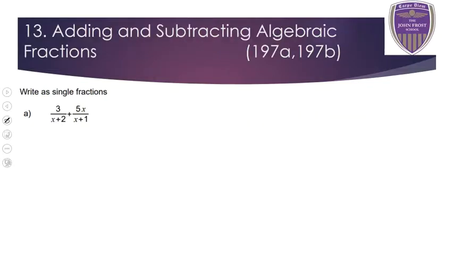Right, moving on. So adding and subtracting algebraic fractions now. It just says write them as single fractions, so we're not solving them like we did in some other questions before. Same rules apply as we said before. Adding and subtracting fractions, denominators have to be the same. The only way we can make these denominators the same is by multiplying them by each other. So let's just do it as a double bracket for now.